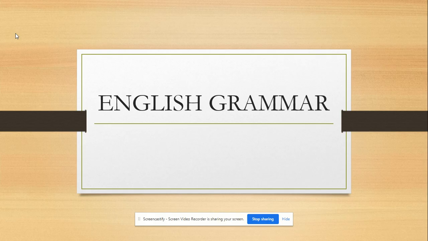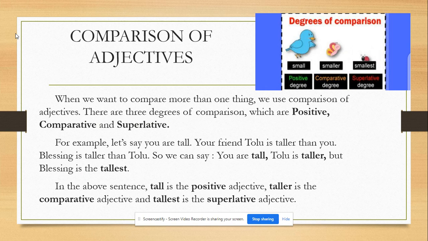So this morning we're having English grammar, and the topic is comparison of adjectives. If you remember in our last class, we talked about adjectives, the definition of adjective, where we say adjectives are words that describe a noun or a pronoun. And we also say an adjective tells us more about a noun. If you remember, we said adjectives are words that do what? That describe a noun or a pronoun.